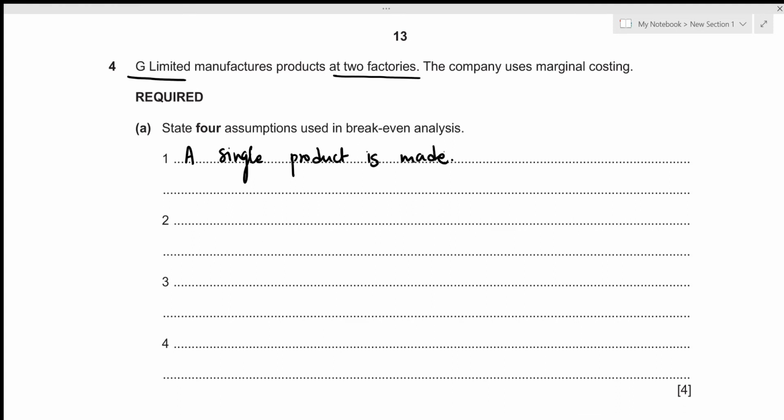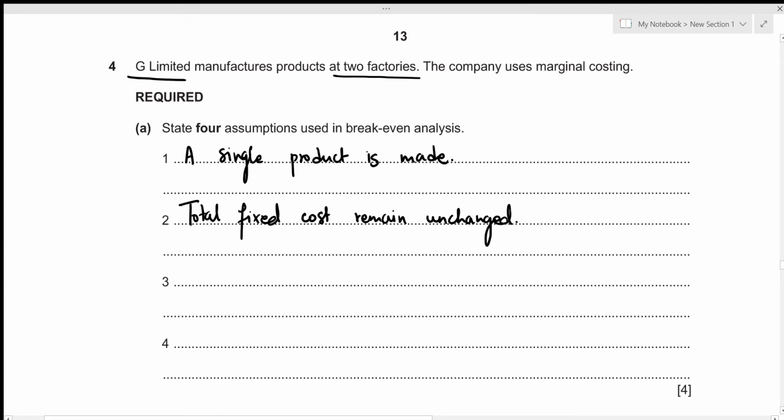Secondly, there are 3 assumptions for 3 variables to be constant. So the first one is total fixed cost. Our assumption is that the total fixed costs remain unchanged. Let's write it down. Total fixed costs remain unchanged.